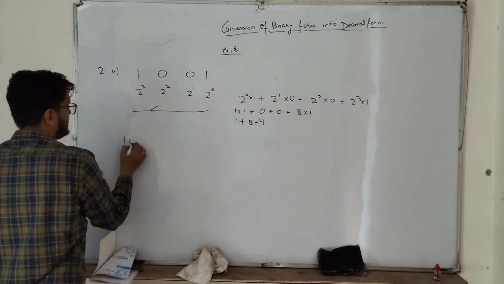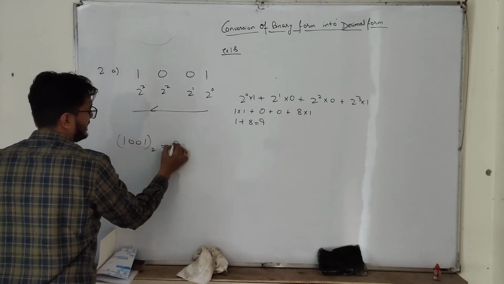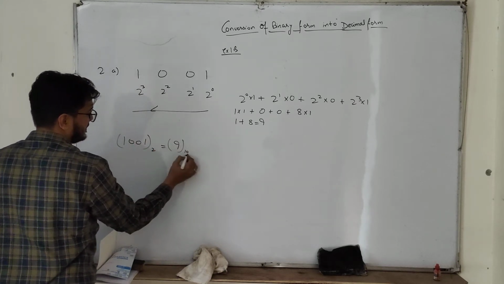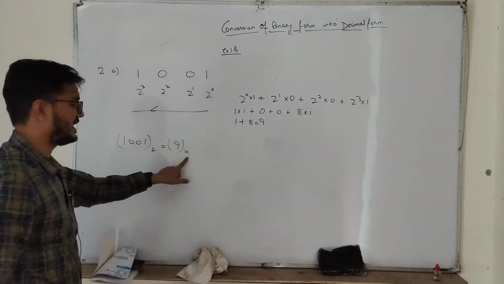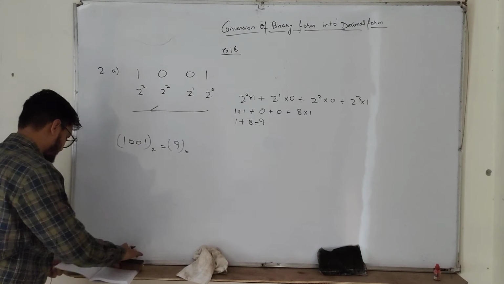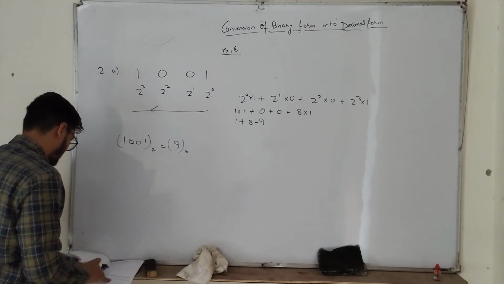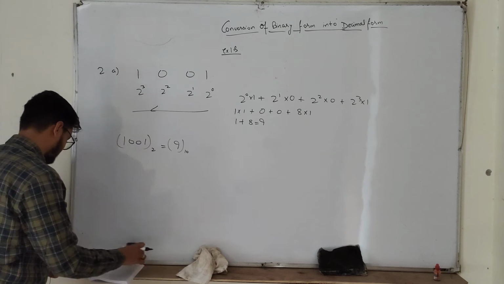So 1001 in decimal form can be written as 9. Outside the bracket, if 10 is written, that means decimal form we are talking about. So which is 9. So the answer of 2 A part is 9. Next.